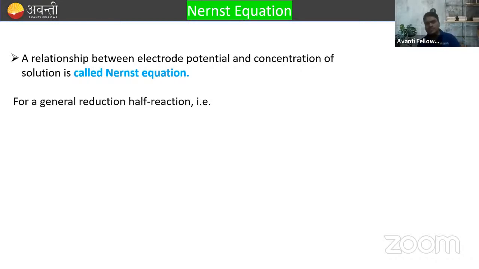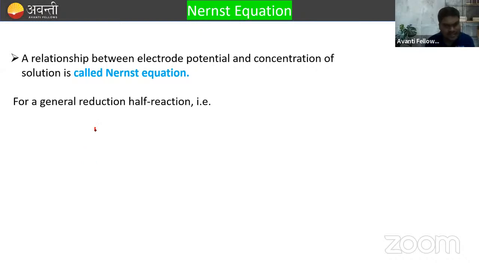So only standard conditions are not feasible always, right? So Nernst equation is used to calculate the EMF of the cell for those conditions in which the concentration is not equal to 1 molar, the concentration may be 2 molar, the concentration may be 0.10 mole, right? So this Nernst equation gives a wide range of calculation, right? They are the improved form of the electrode potential calculation, right? So a relationship between the electrode potential and the concentration of the solution is called the Nernst equation.